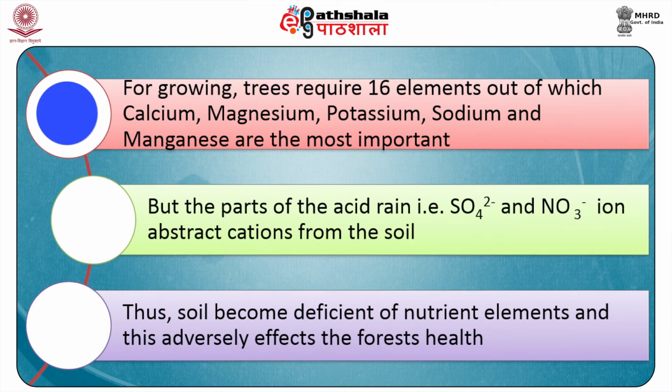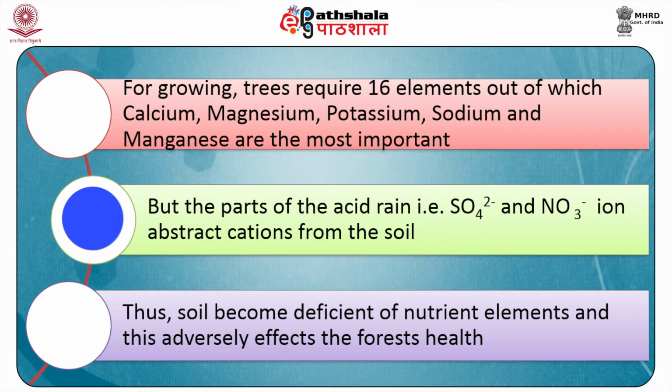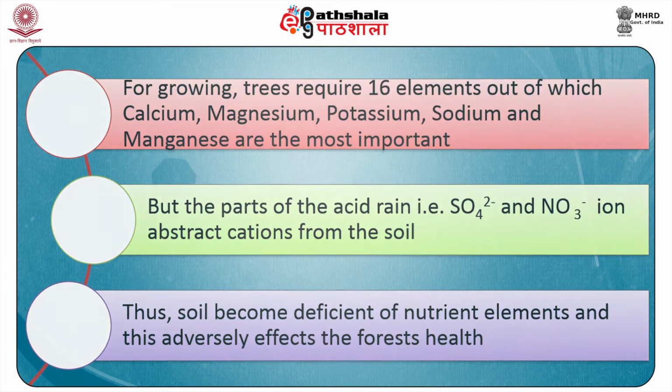Acid rain is the main reason for large-scale forest death. For growing, trees require 16 elements, out of which calcium, magnesium, potassium, sodium and manganese are the most important. But the components of acid rain, that is, sulfate ions and nitrate ions, abstract cations from the soil. Thus, soil becomes deficient in nutrient elements and this adversely affects the forest's health.